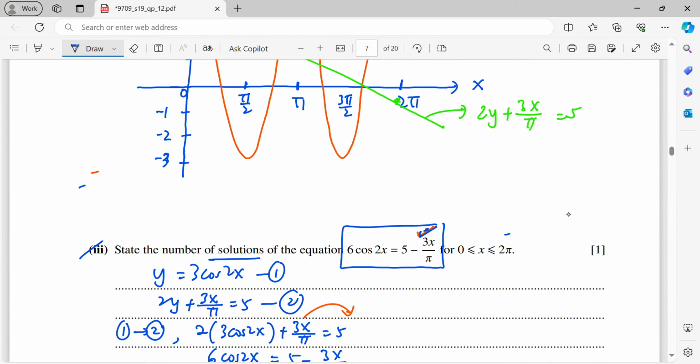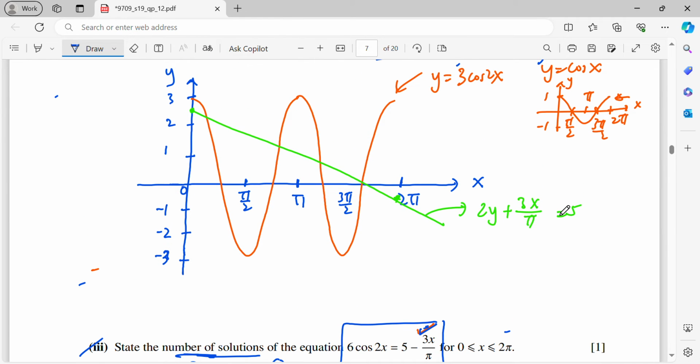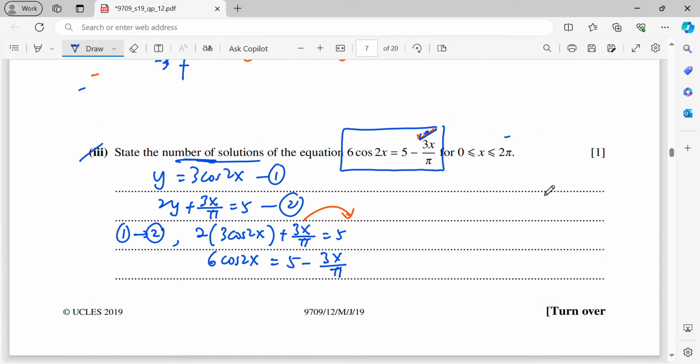State the number of solutions, means how many intersection points from the graph. So obviously 1, 2, 3, 4. So it will be 4 intersection points. So then you can just write 4 solutions. Okay, so that's all for this solution.